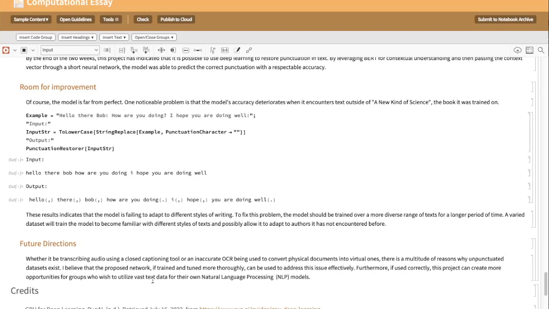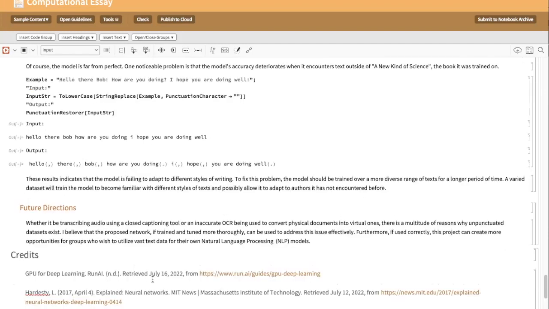And this is like with a closed captioning tool or an OCR being used to convert physical documents into virtual ones. They aren't always perfect. I think I've used some myself before, and I've seen how they can mess up entire pieces of text, and you realize, oh wow, this is not punctuated properly at all. Yeah, that sounds pretty cool.